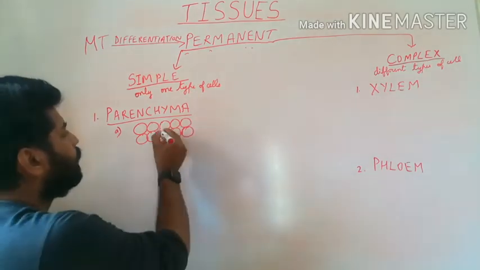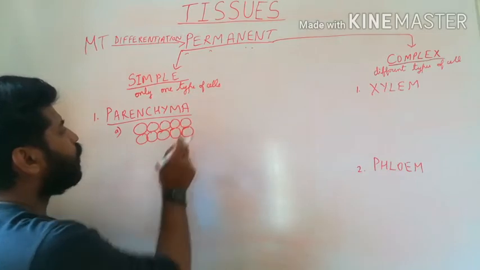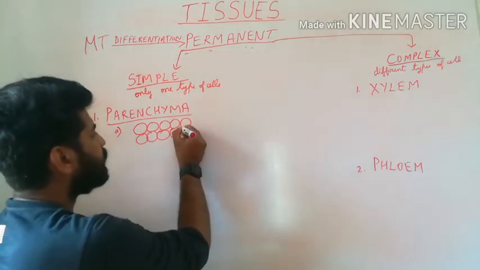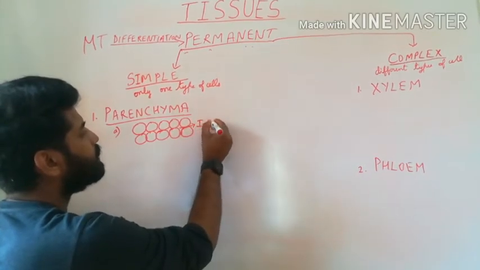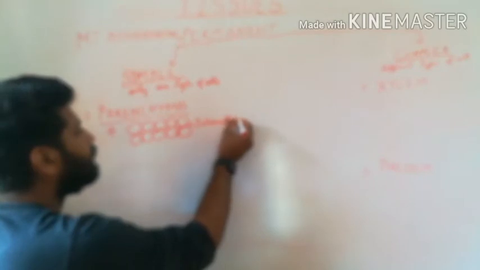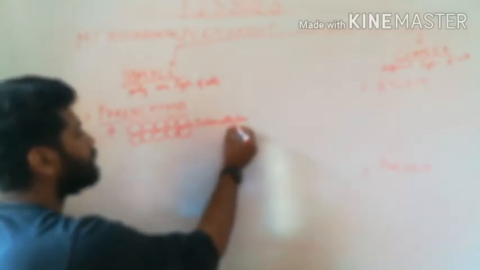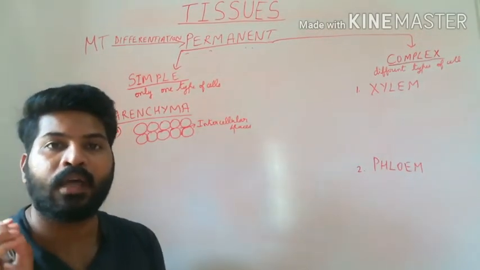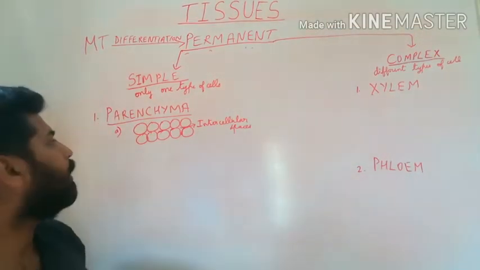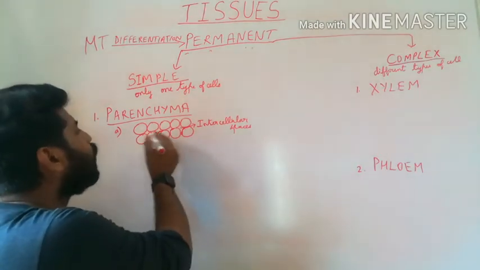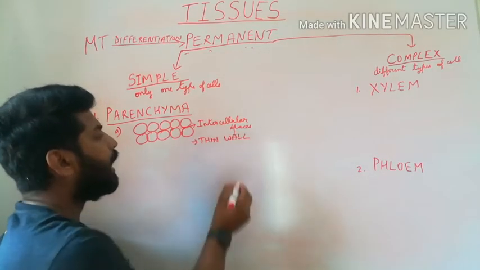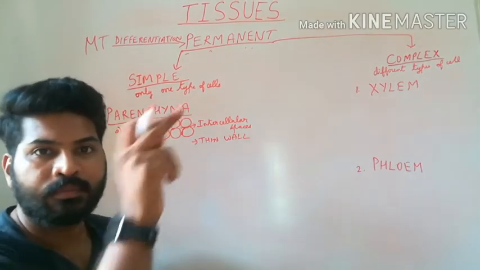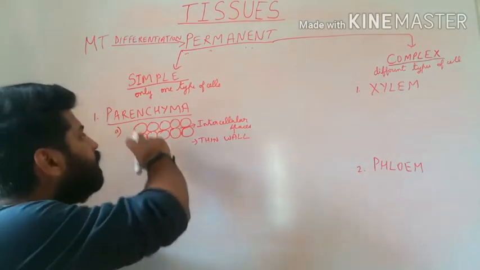But an important feature of parenchyma cells is that, as you can see in the diagram, they have spaces between the cells called intercellular spaces. This is one very important identification feature, and they have a thin cell wall. The cell wall is thin and it is uniform. The thickness is uniform everywhere.